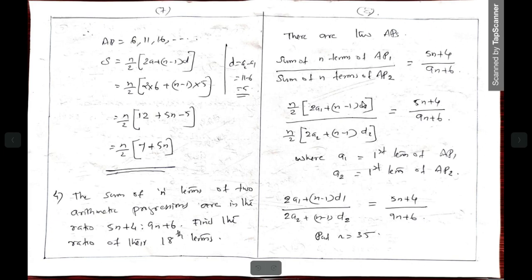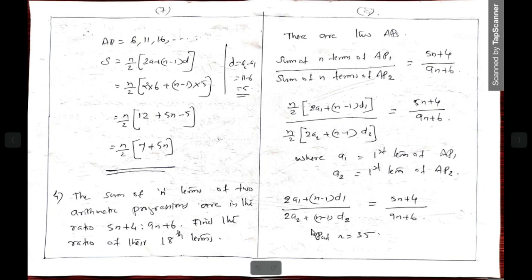Here a and d are replaced as a1 and d1 because there are two APs. The first term of the first AP is taken as a1, and the common difference of the first AP is taken as d1. Similarly, a2 and d2 for the second AP is equal to 5n plus 4 divided by 9n plus 6. Okay, so here n by 2 can be cancelled. So 2a1 plus n minus 1 into d1 divided by 2a2 plus n minus 1 into d2 equals the right side, which is the same.